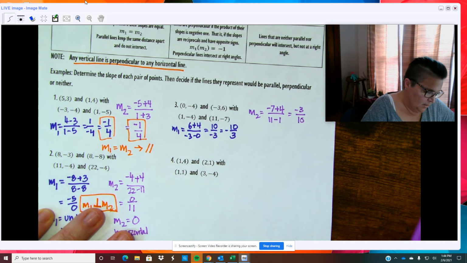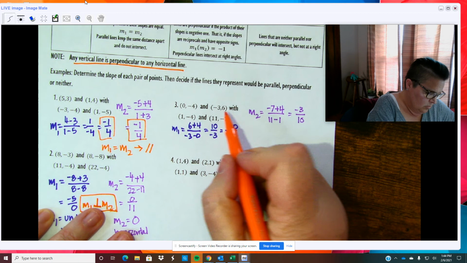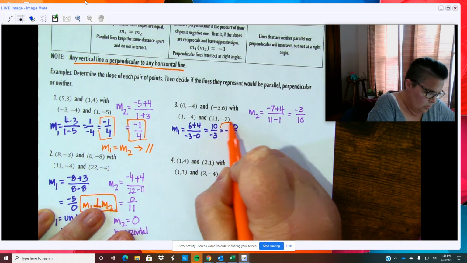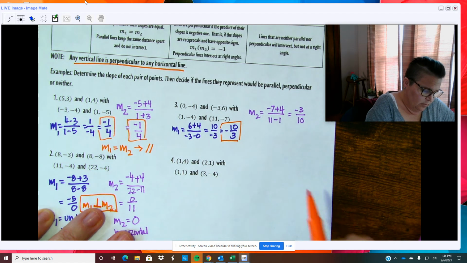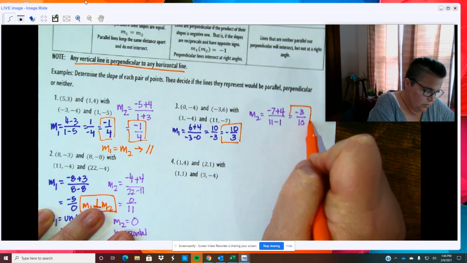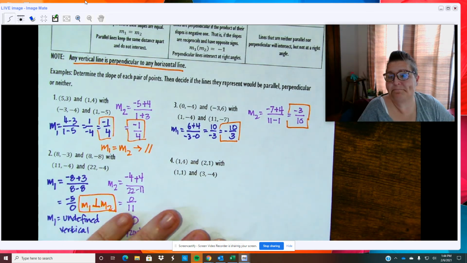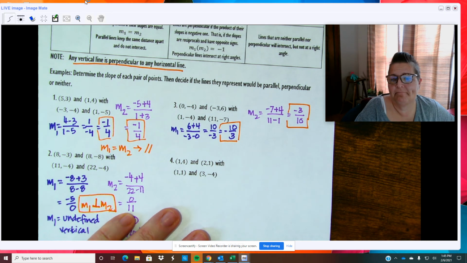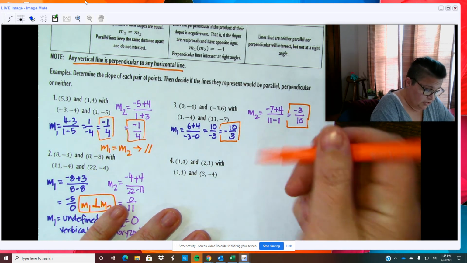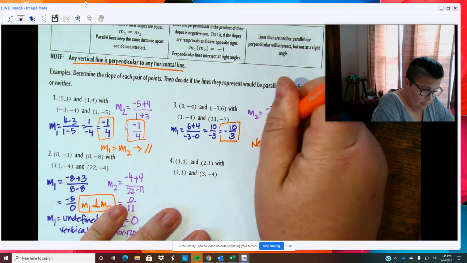So let's take a look at M1, which is a negative 10 over 3, and M2, which is a negative 3 over 10. They are reciprocals of each other. 10 over 3 and 3 over 10. Those are reciprocals of each other, but they are not opposite in sign. Both of them are negative. So there is no relationship. This is a neither.